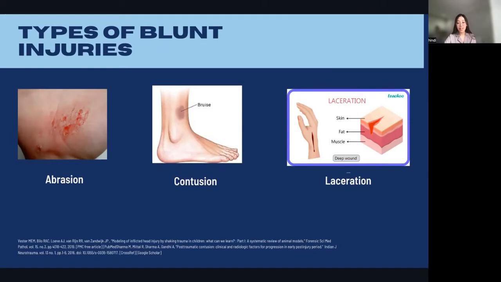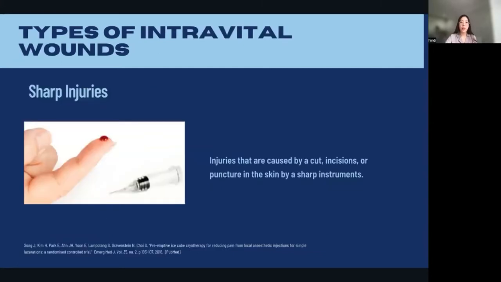The third one is lacerations, formed when an object strikes or tears the body with energy exceeding the capacity of the elasticity of the skin and underlying tissues. The types of intravital wounds, the second one is sharp injuries, injuries that are caused by cut, incisions, or puncture in the skin by a sharp instrument.